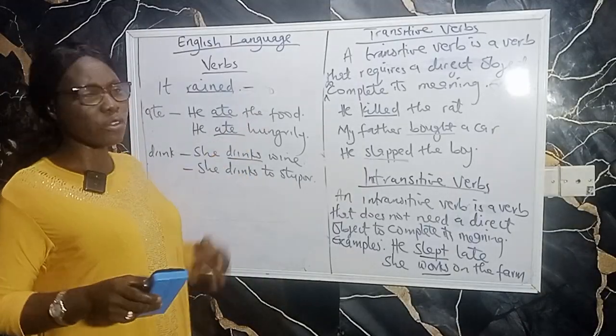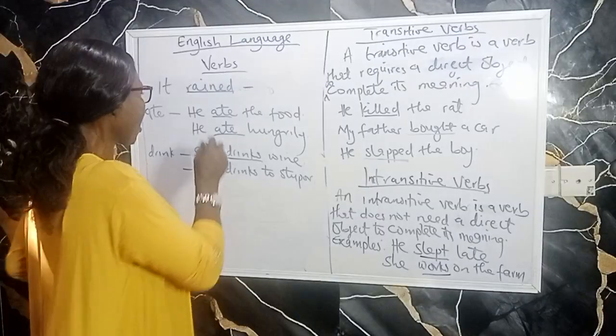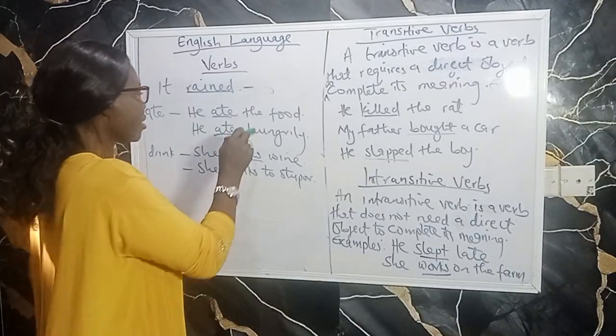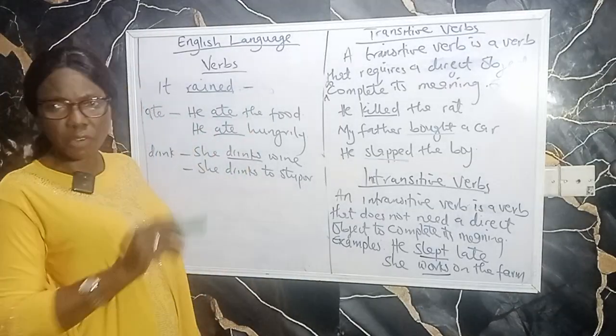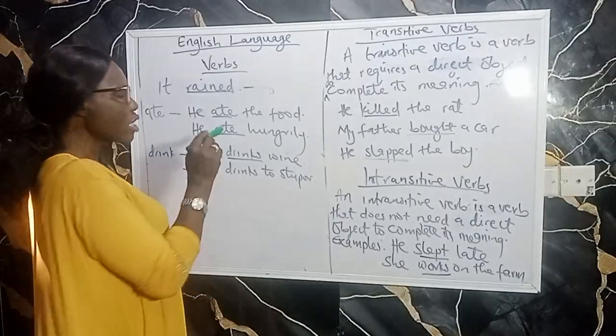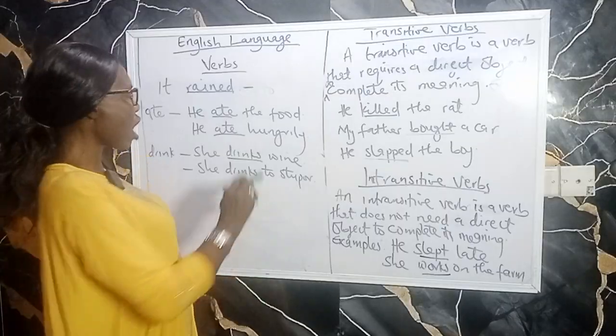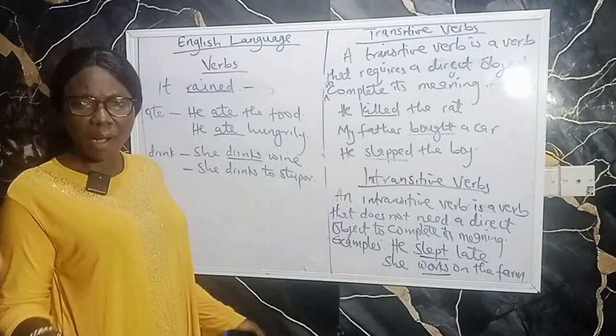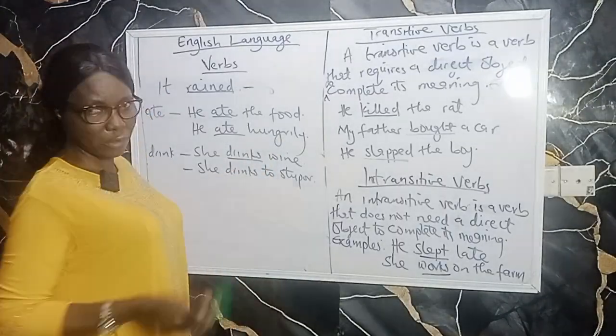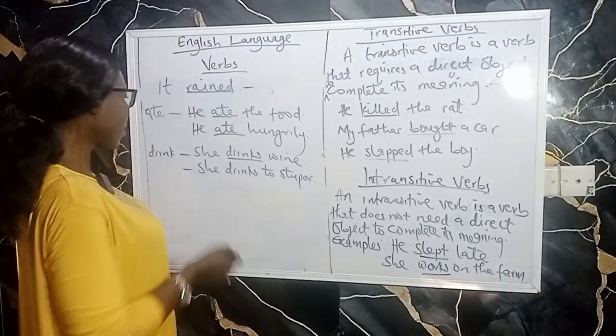He ate the food is transitive. Ate here is transitive because there is a direct object following it. Then, he ate hungrily. This is not a transitive verb because hungrily is just telling you how he ate the food. Do you understand? Then drink.